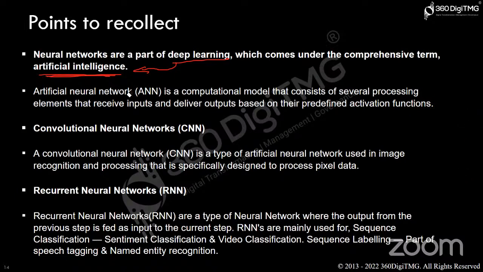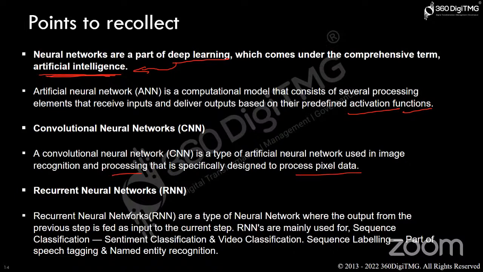Now, an artificial neural network is a computational model that consists of several processing elements that receive input and deliver output based on a predefined activation function. Here we are using a predefined activation function. Then we have convolutional neural networks, a type of artificial neural network used for image recognition and processing, specifically designed to process pixel data.